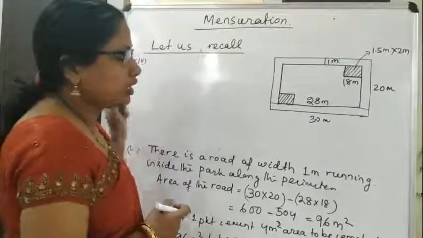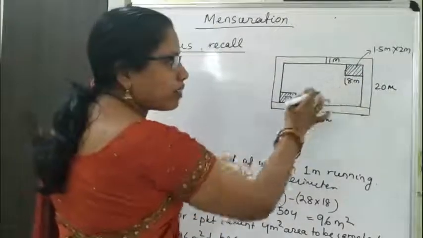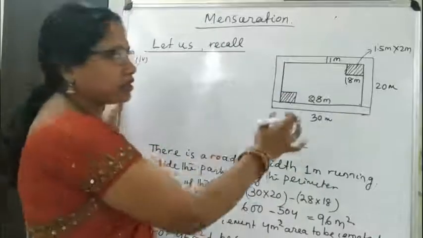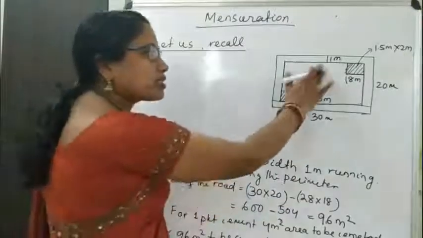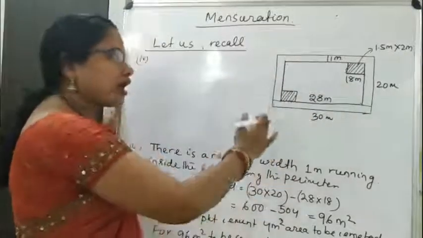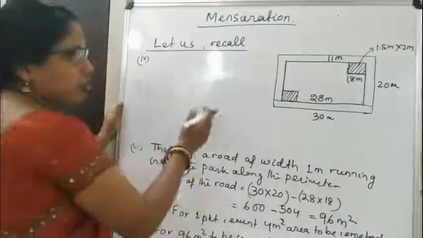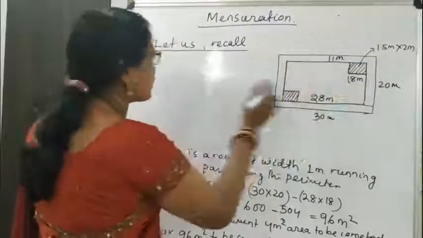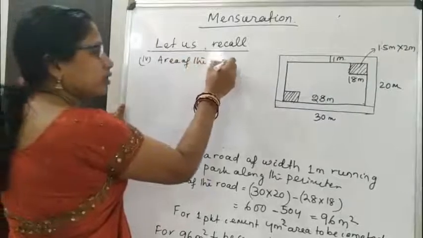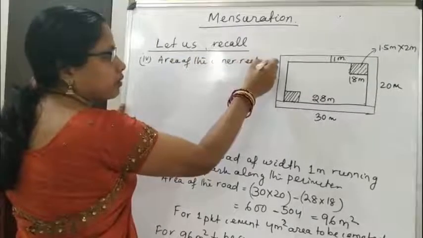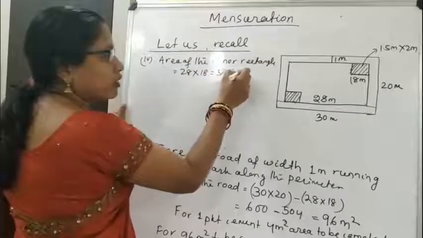Now the fourth question is, in the internal area of this park, there are 2 flower beds having the same dimension, that is 1.5 meter is the breadth and 2 meter is the length. And the rest of the area of this park is to be grassed. So what is the area to be grassed? So we have to find the area of the inner rectangle. So area of the inner rectangle is equal to 28 into 18, that is 504 meter square.